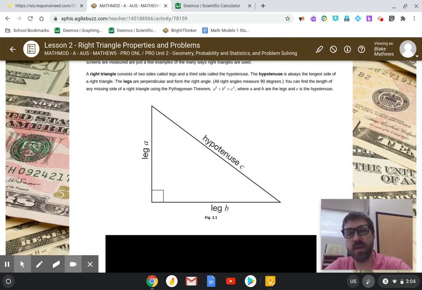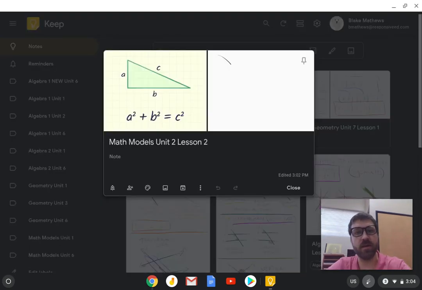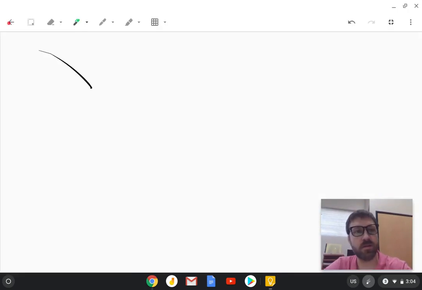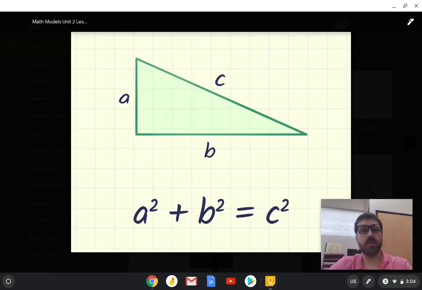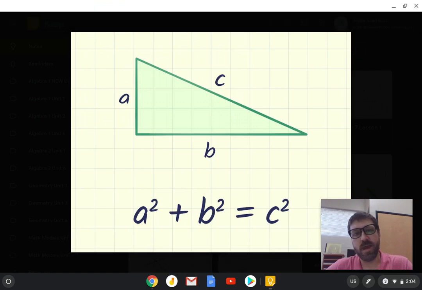So we have these three sides, A, B, and C. A and B are legs. C is called the hypotenuse. The hypotenuse is the longest side. So what the Pythagorean theorem is, is a property of right triangles that says that if I square the A and the B, in other words, multiply them times themselves, add those two answers together, it equals the same as if I took the C and squared it.